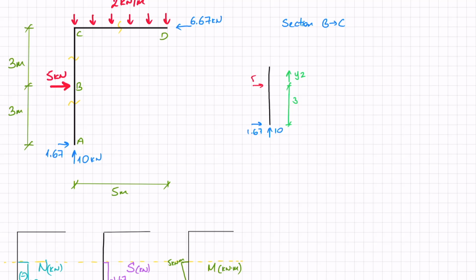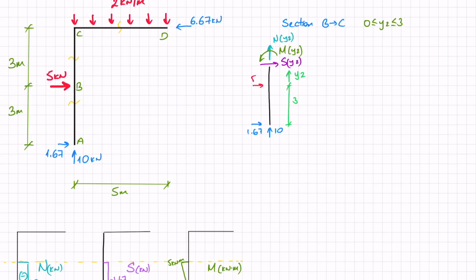Once again, I expose my internal forces, which means that once again I get N, this time potentially a function of y2, S, potentially a function of y2, and my moment here, again potentially a function of y2. And y2 is between 0 and 3 once again. So I've passed those first 3 meters, and then I have another 3 meters to pass before I get to C. Let's see what that means for our internal forces.